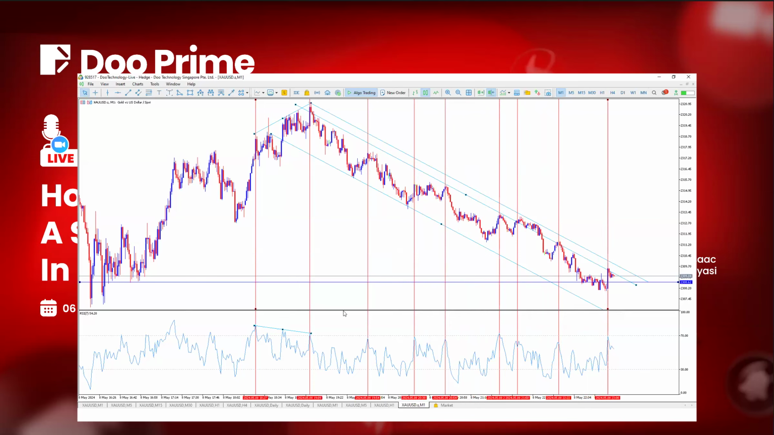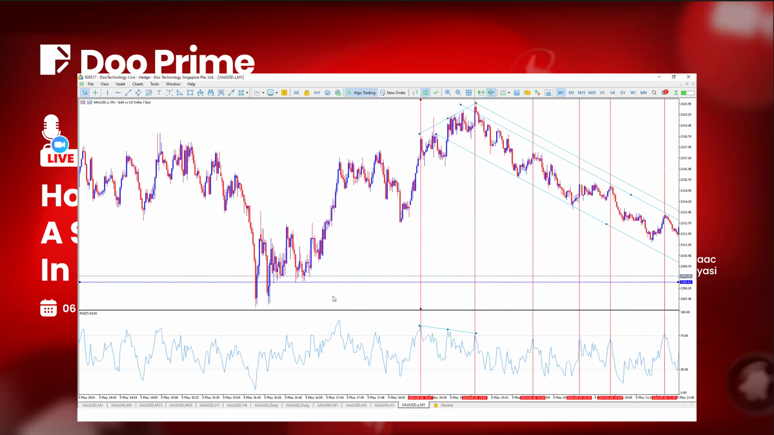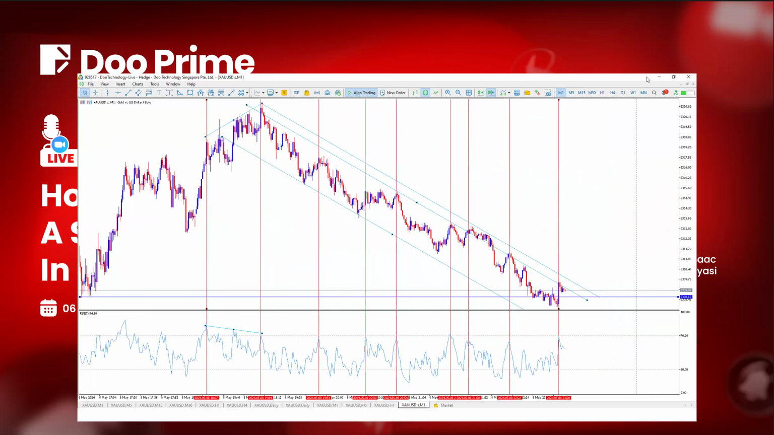You can use the oscillators. You can change the settings anyhow you want. And it's good. It helps. Perfect. Let's continue.